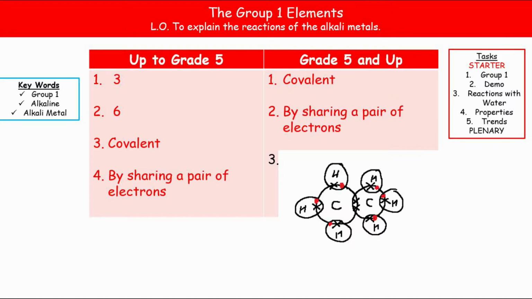But carbon has 4 electrons in its outer shell, so there's 4 crosses for each carbon. Hydrogen, 1 electron in the outer shell. And then in order to give them that illusion of having that full outer shell, they share that pair of electrons. So you can see there's a dot and a cross shared between each hydrogen and carbon. And then we've got 2 crosses shared between the 2 carbons. So give yourself a mark out of 3 for the grade 5 and up.